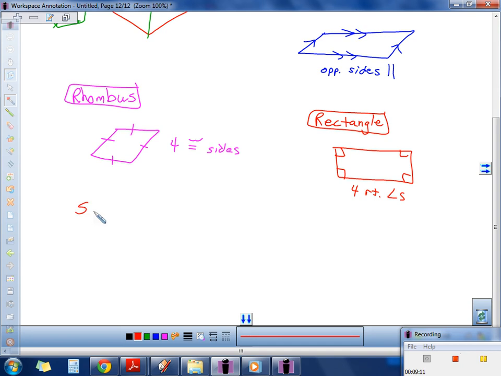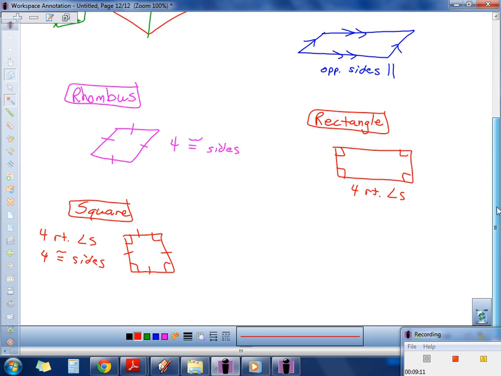After rectangle, we had square. Square was kind of like a rhombus and a rectangle because it shared properties from both of those shapes. Square had what 2 properties? 4 right angles and 4 congruent sides. Remember, these are just the basic properties of each of the shapes. They have a whole lot more than that, just we're focusing on the basics right now.